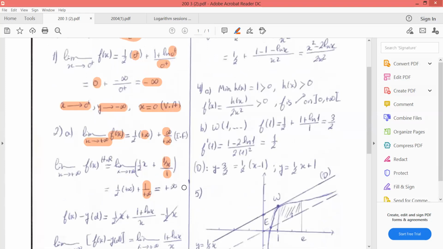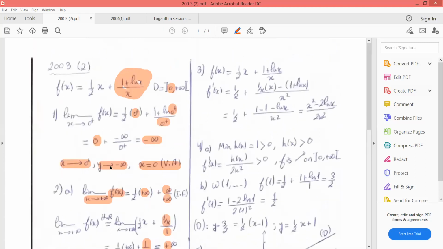We are solving this exercise in the beginning. Still we are in the beginning. First part, we found the limit as x tends to 0. Ln 0 is minus infinity. It becomes half into 0 plus, minus infinity over 0 plus, equal minus infinity. So x approaches 0, y approaches minus infinity. So x equals 0 is a vertical asymptote.